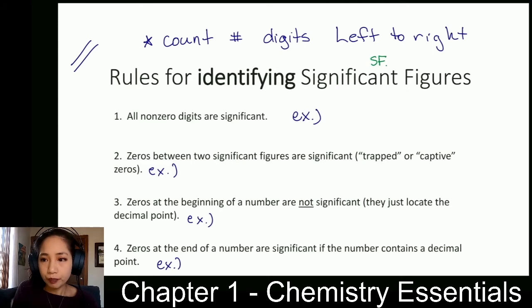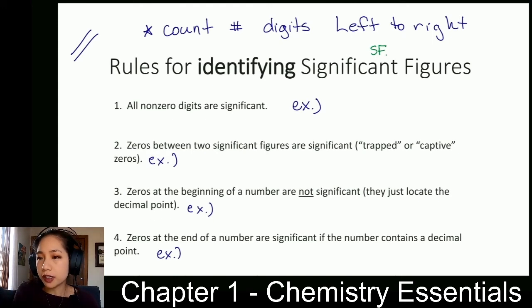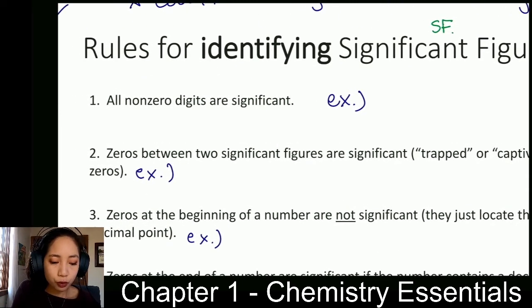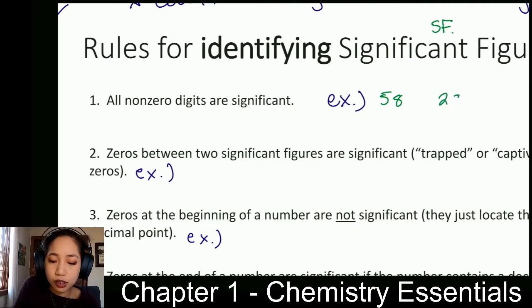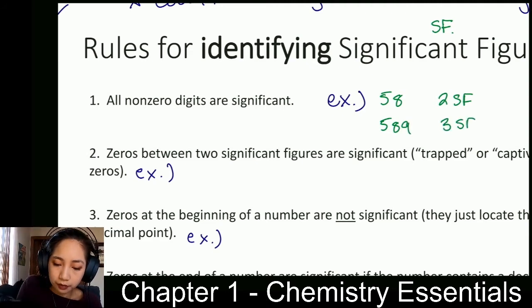I'll point out that when trying to identify the number of significant figures, you want to count the number of digits, reading the number value from left to right. So the first rule here is that all non-zero digits are significant. Some examples, like the number 58: if we count the number of digits there, 5, 8, those are two digits, so this has two sig figs. Or a number like 589, there's three digits, so there's three sig figs there.